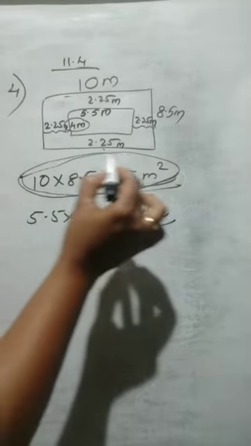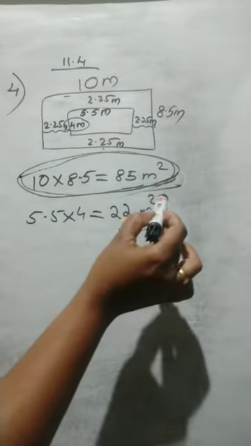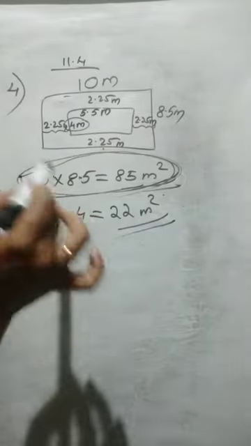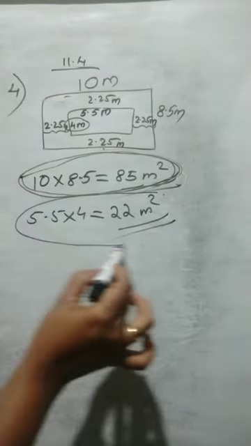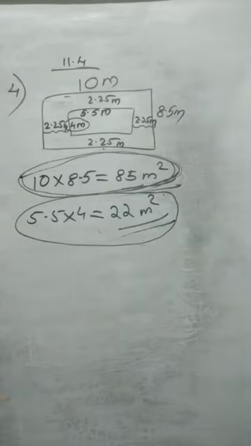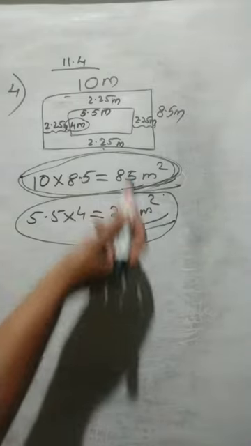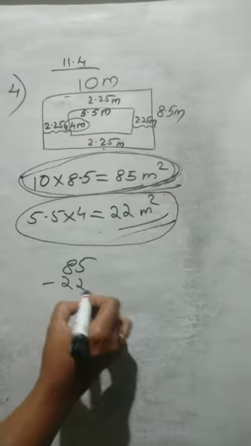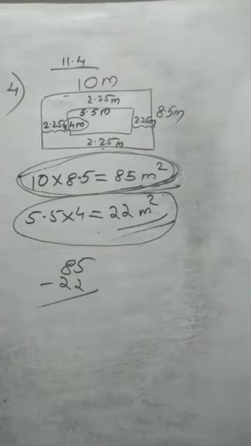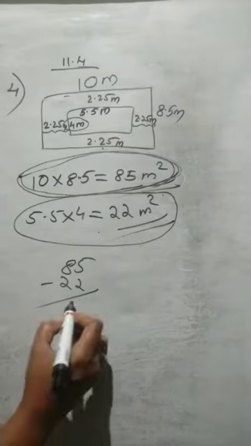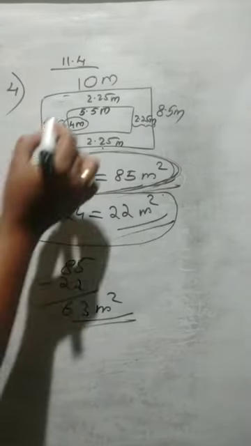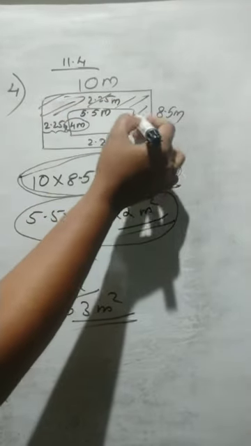This one is the area including veranda, and this is the area without veranda. That will be the inside part. Then find the difference between these two. That is 85 minus 22. What is the answer? 85 minus 22 is equal to 63 meters squared. That is the area of this path.